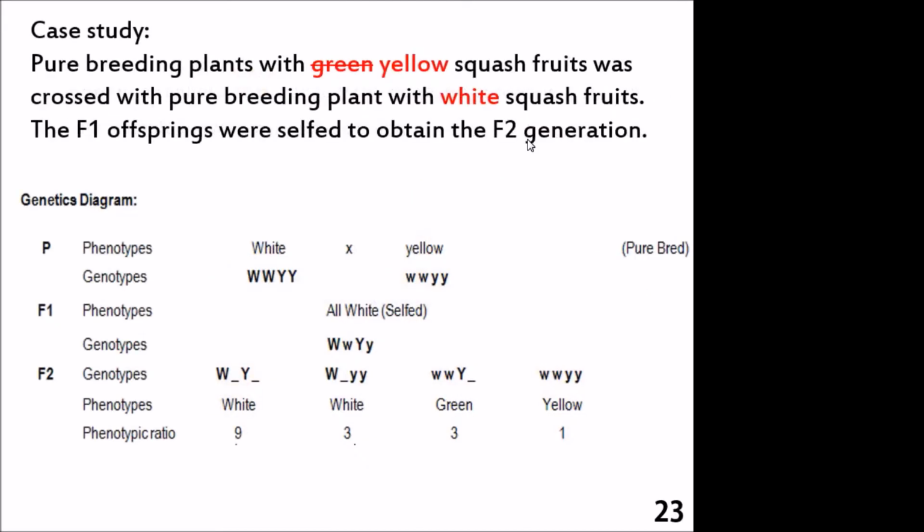Okay? So, let's take a look. Can you change this on 23? It's a typo again. It should be a yellow squash. Page 23. Let's try this cross to see, okay?